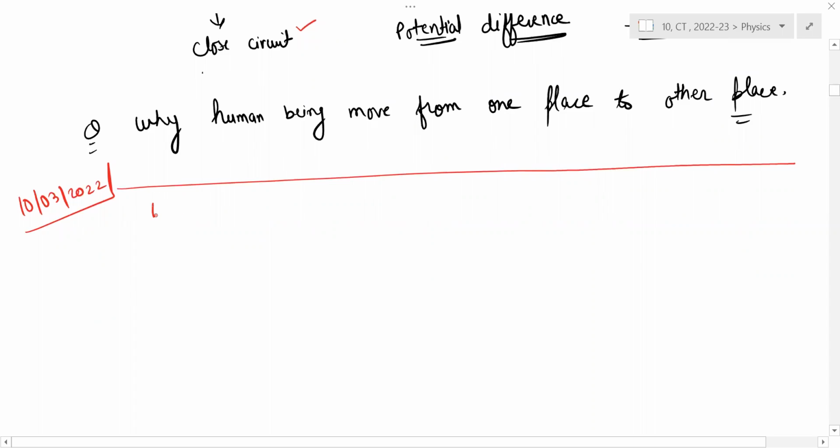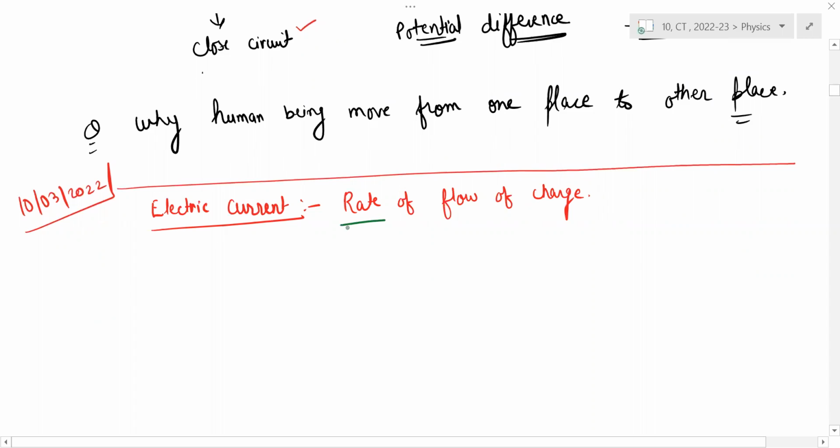So electric current, we were talking about electric current. What is electric current? Rate of flow of charges in a circuit. Whenever you see this term "rate of", it means you have to divide by time. So electric current is denoted by I equals Q by t, where charge is denoted by capital Q, or small q, whatever you say, and rate of means divided by time.